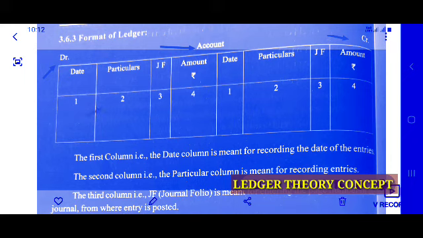And debit side, here we will use the word 'to', for example, to purchases account, to sales account, and credit side we will use the word 'by', like by salaries, by rent. For debit side, the word we have to use is 'to', and credit side we have to use 'by'.